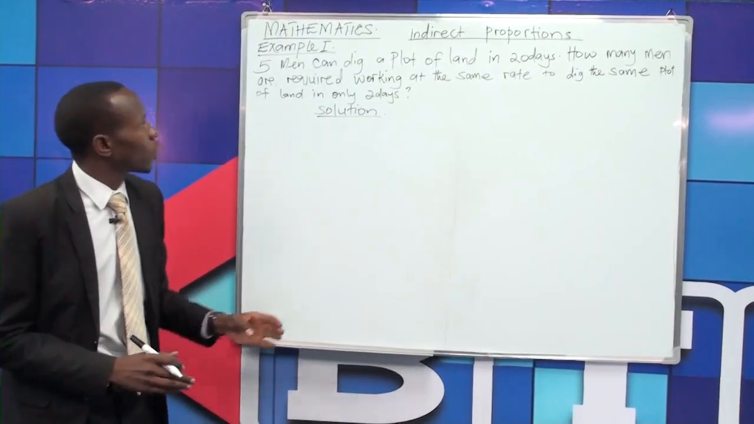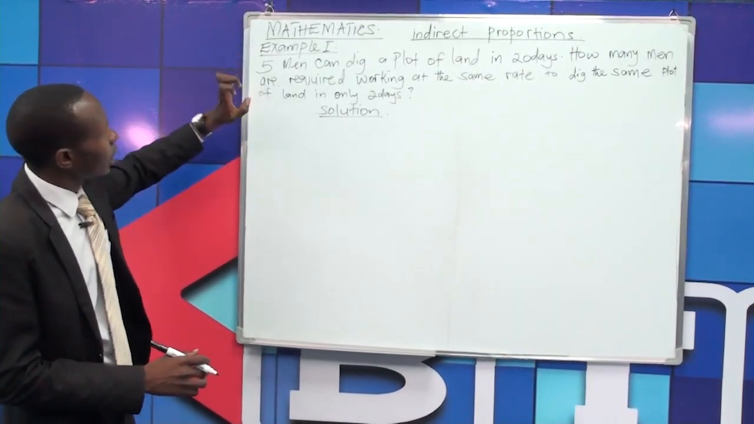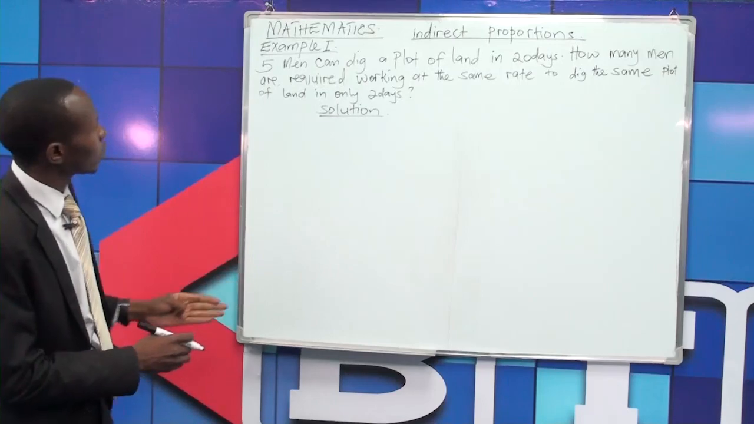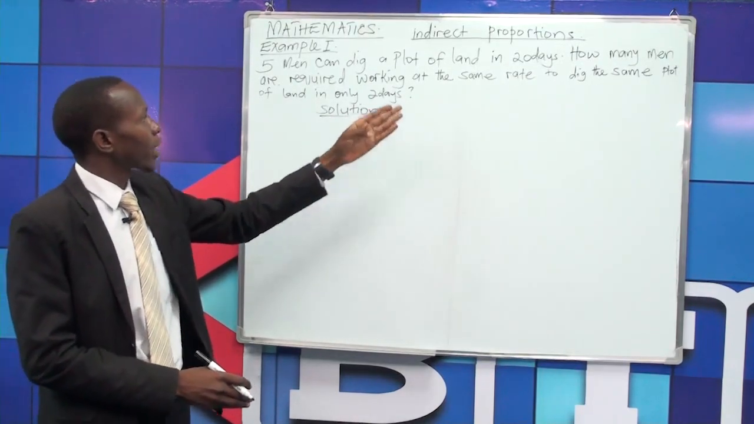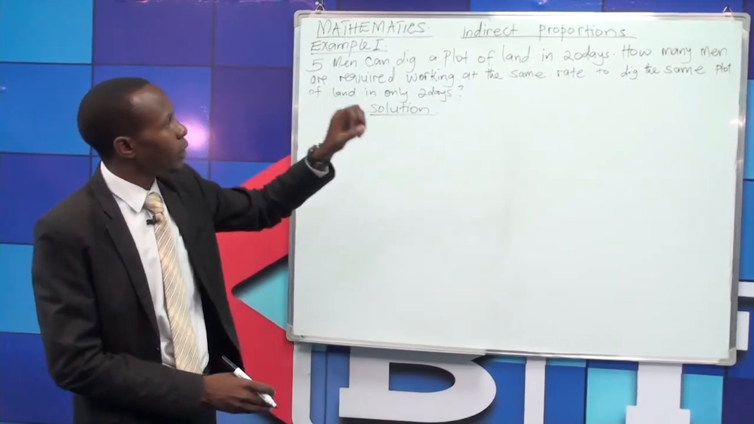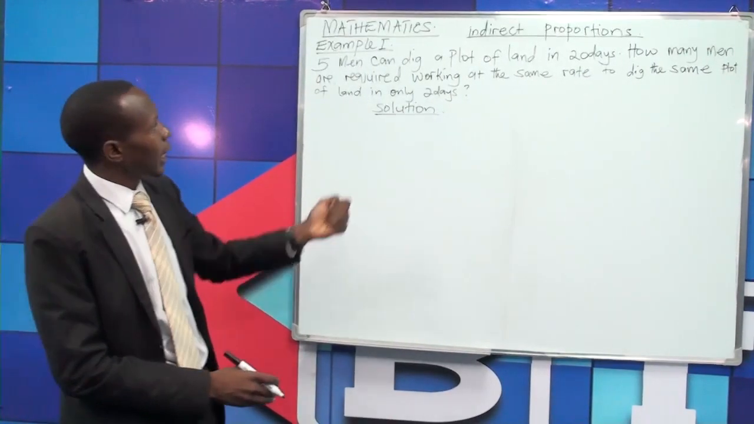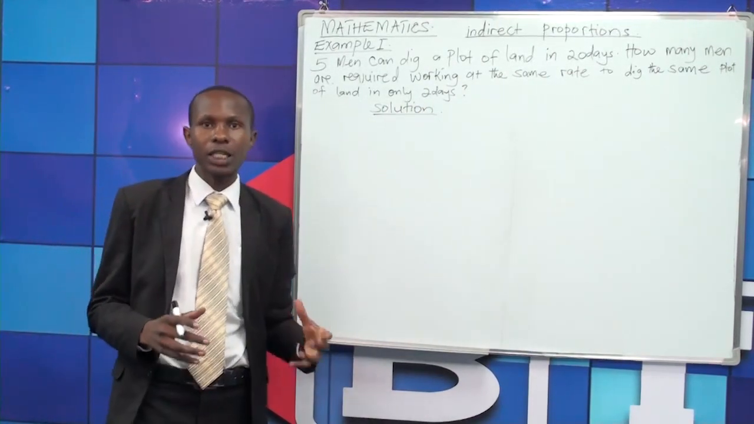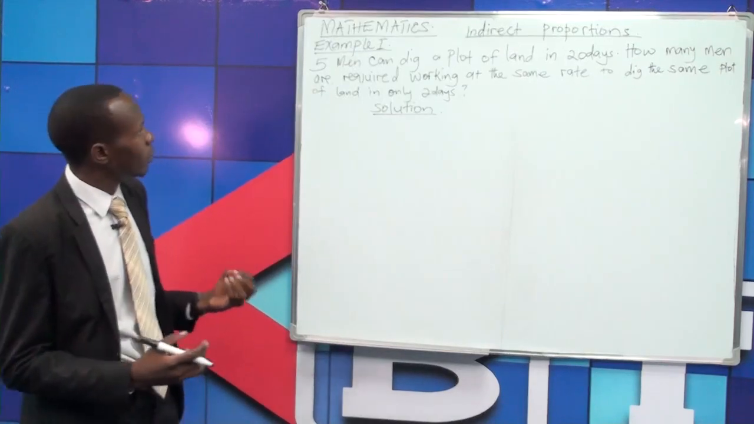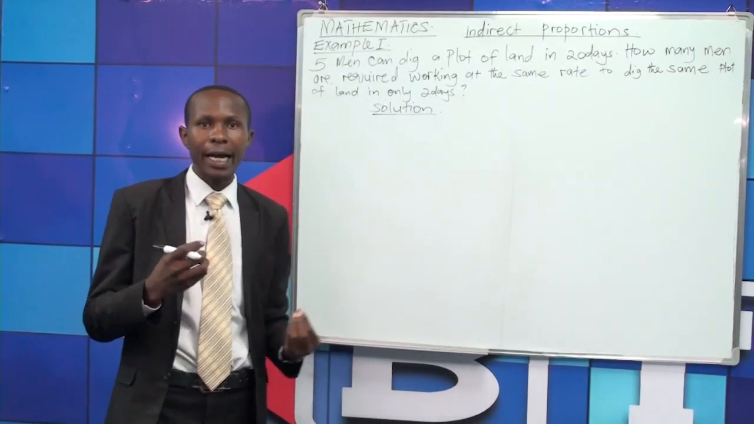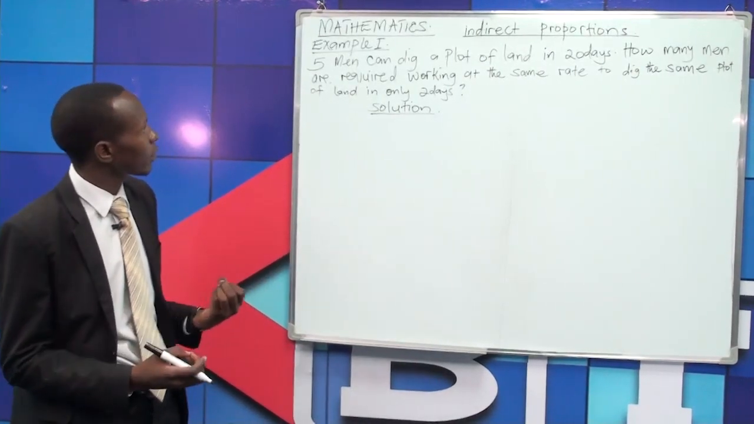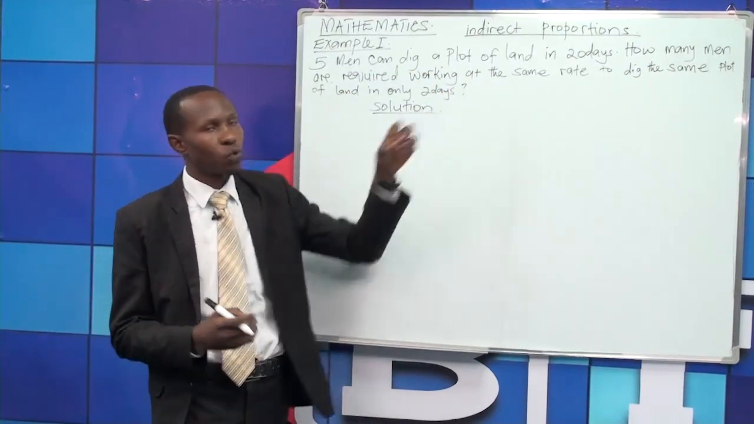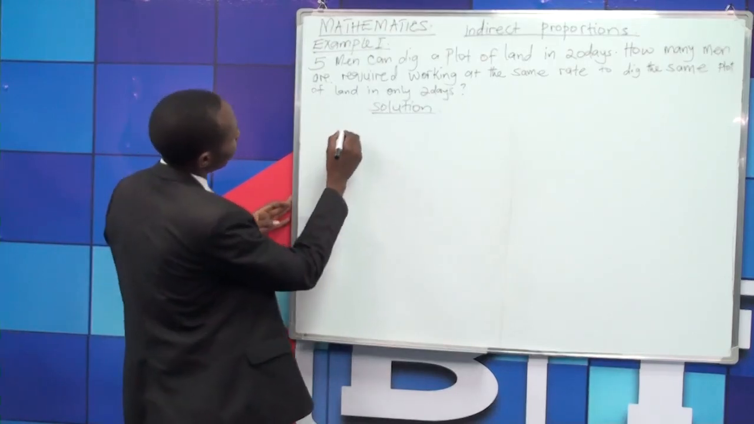Now let's look at this. When you look at five men, they took 20 days. We have to identify that. Then from there, we shall also need to identify how many men are required working at the same speed, the same rate, the same efforts, that can cultivate or dig the same piece of land in 2 days. That is what our question requires us to do. So first of all, let's identify the number of men and the number of days that they have given us in the question. They've said five men can dig a plot of land in 20 days. So we shall first of all identify five men.